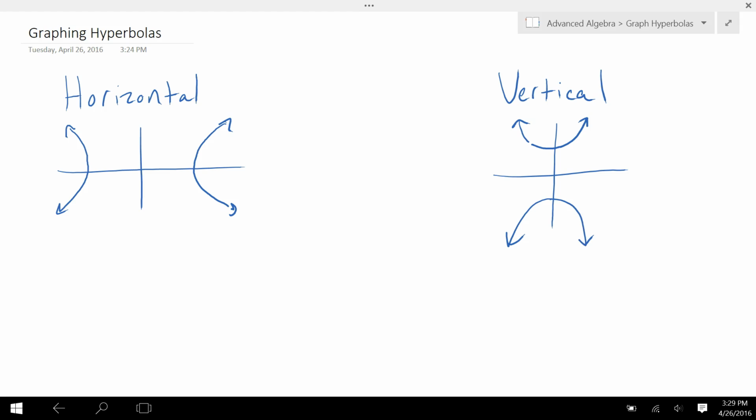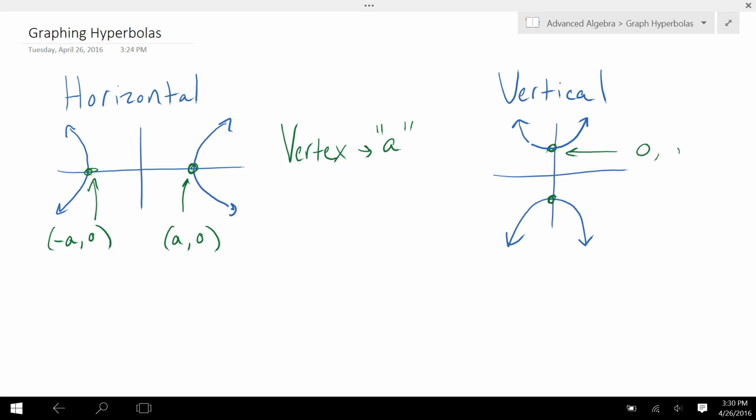Now, when we were doing these before, we were just giving them really quick sketches, but now we want to really focus on some key components. So the first component we're going to focus on is the vertices. Now, with the ellipse, we had 4 specific vertices. On the hyperbolas, you're only going to have 2. It's going to be specifically where the graph hits the axis, and that's it. The vertex is always going to be an A component. So in a horizontal one, it'll be A, 0 or negative A, 0. And in a vertical one, it'll be 0, A and 0, negative A.